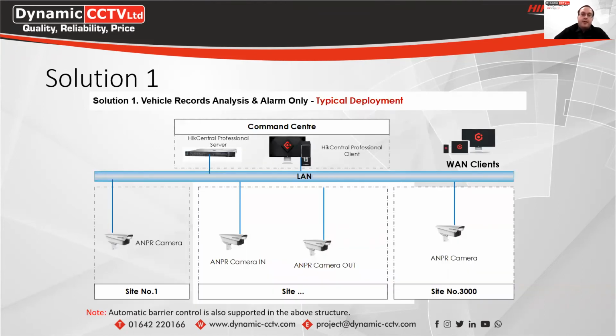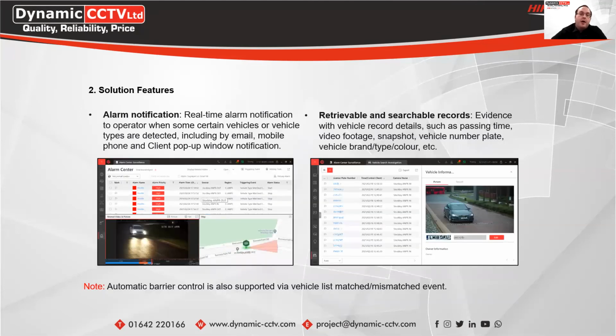So as we looked at with the standard ANPR camera solution with HikCentral using your standard ANPR licenses, you can have your ANPR cameras linked back to your main central server and then have your different clients connected into that. And that would give you the ability to have real-time alarm notifications to your operators via email, via the mobile clients and also desktop clients. And it also gives you the ability to search back at the different vehicle records of vehicles that have been detected on the actual system through the control clients.